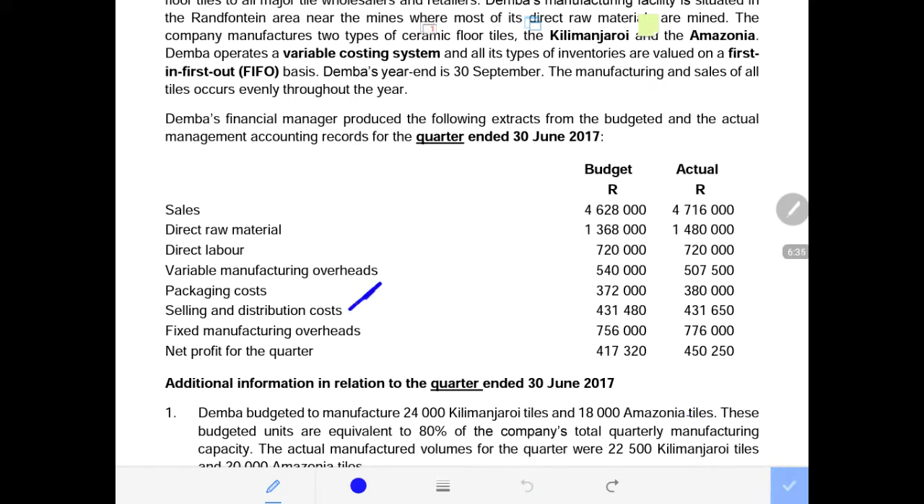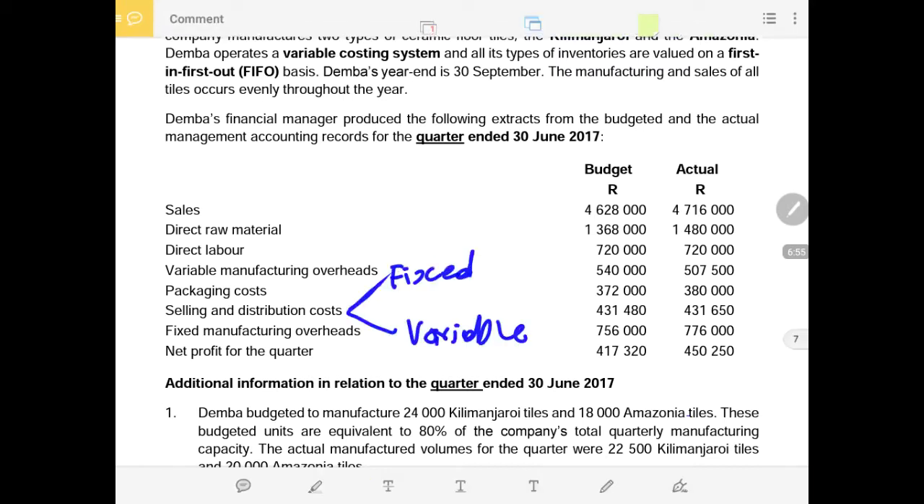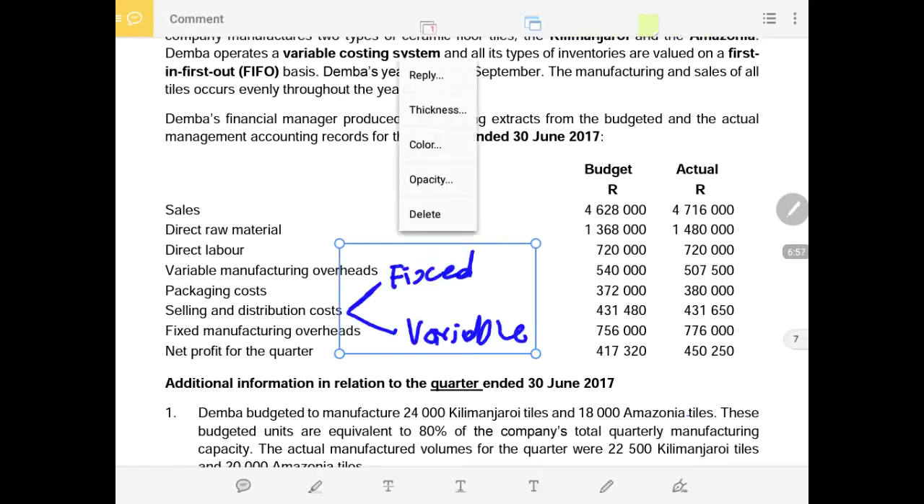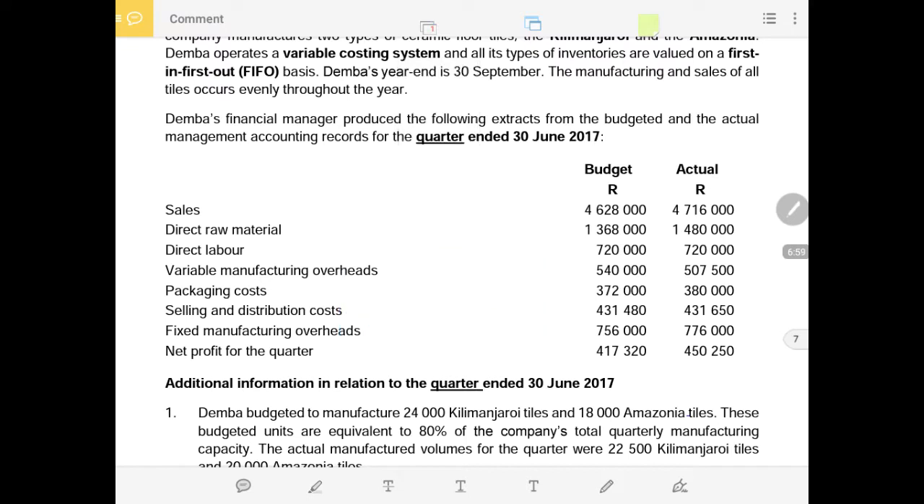Most of the times this cost gets to be divided. I would say most of the times, not all the times. This cost gets to be divided into fixed and variable. It's normally a combination of these 2 costs. Another portion of this is normally fixed, another one is normally variable. So now we need to listen to the information that is provided to us in terms of how to split the fixed part and the variable part from this selling and distribution cost.